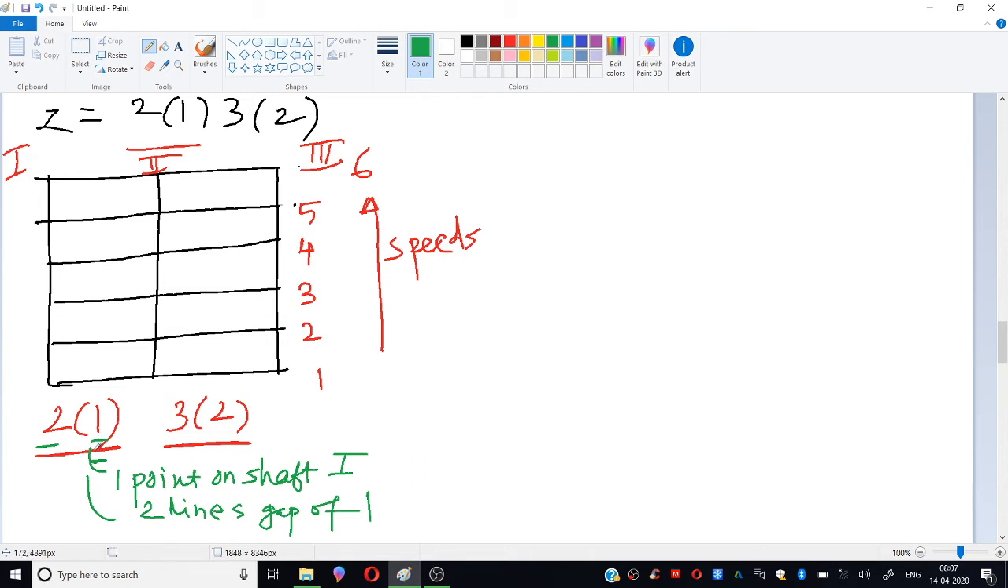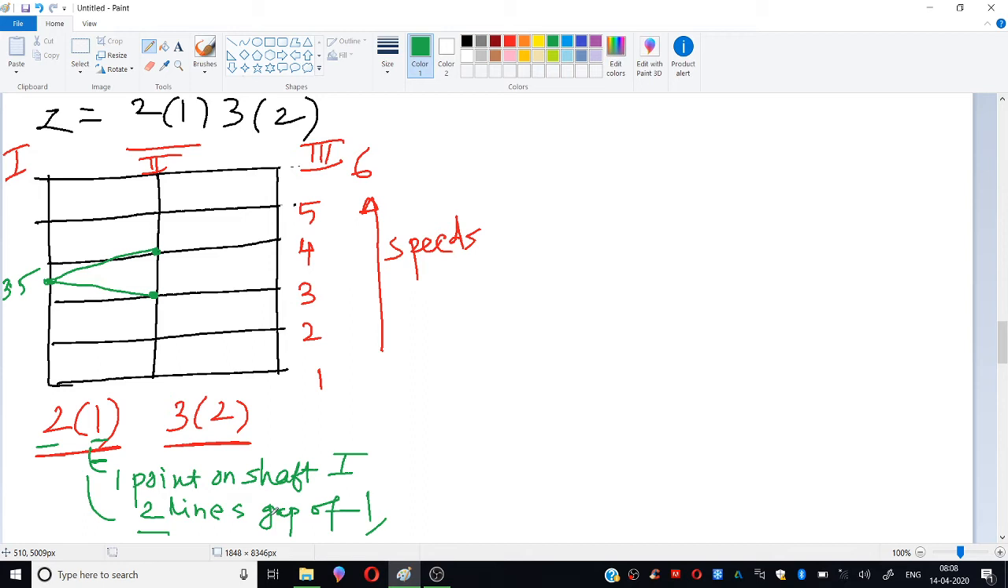As there are 6 lines, the midpoint will be somewhere here, that is 3.5. So suppose we write it as 3.5. This is the first point. Now through this point we are going to draw two lines with a gap of 1. Here we plot the second point, and here the third point. If we join them, there will be a gap of 1, that is 3 and 4. It fulfills all our conditions: there is a point on shaft 1 and two lines at a gap of 1.